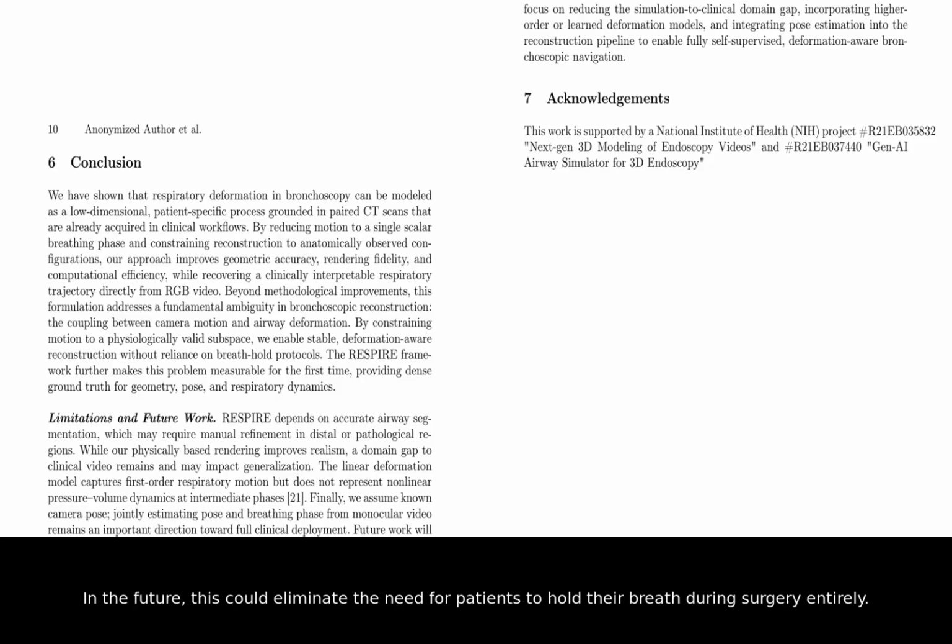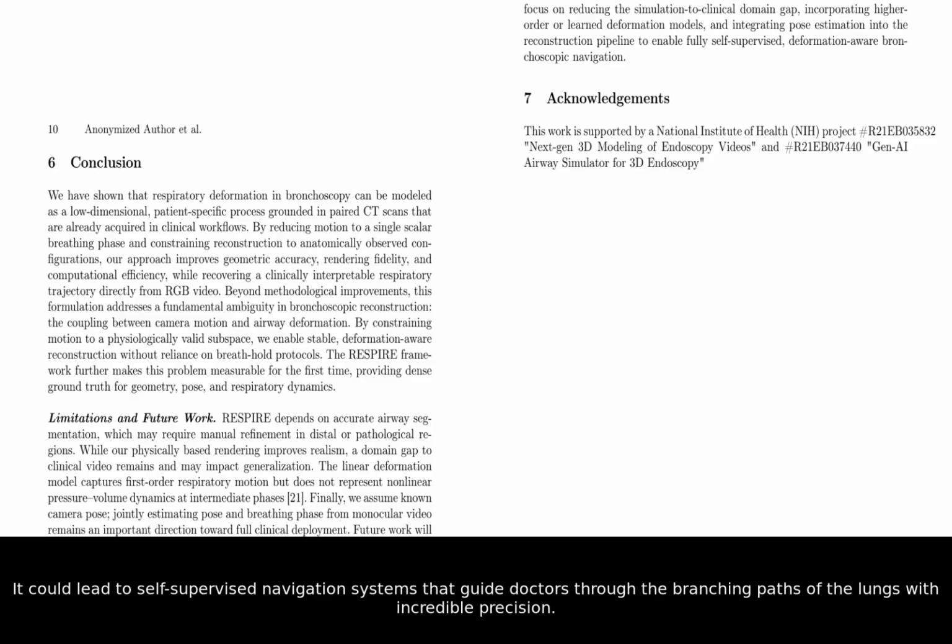In the future, this could eliminate the need for patients to hold their breath during surgery entirely. It could lead to self-supervised navigation systems that guide doctors through the branching paths of the lungs with incredible precision.